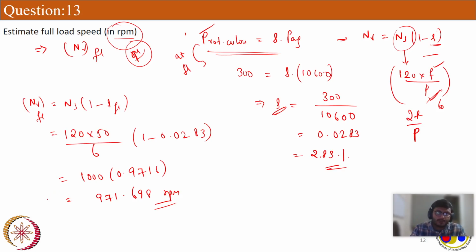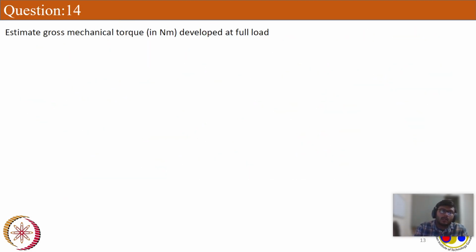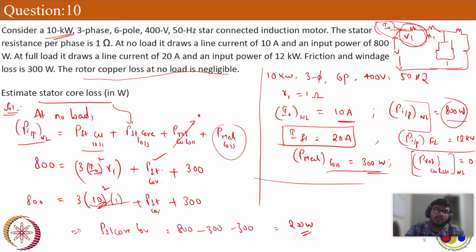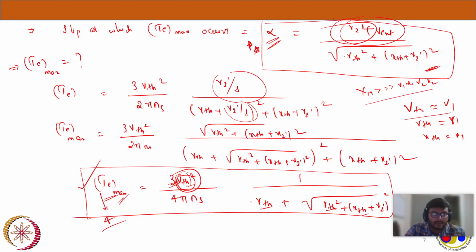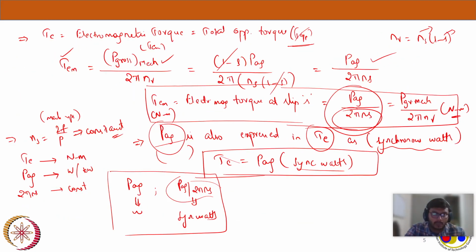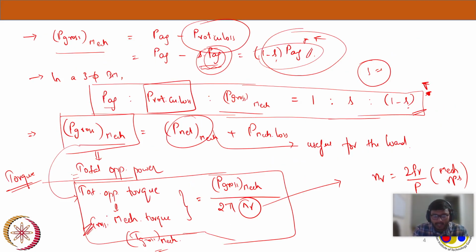So this is the full load speed in RPM, 971.698. Now we are asked to estimate the gross mechanical torque developed at the full load. T gross mechanical developed at the full load. How much? We have discussed this exact formula today. If you go back to our discussion where we derived the torque formula, this is the TEM, this is total opposing torque. I think we already wrote that. See, gross mechanical torque, exactly what was asked in the question.